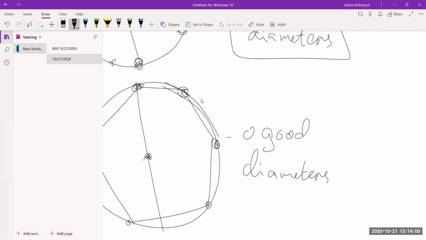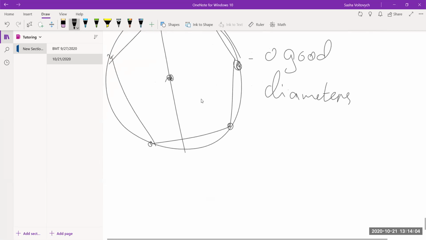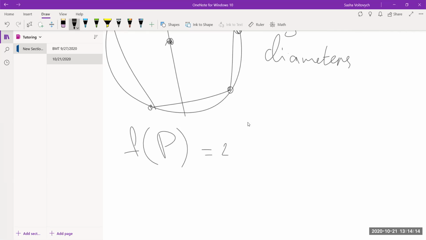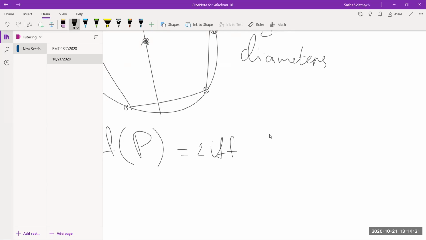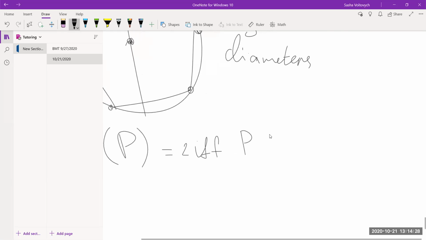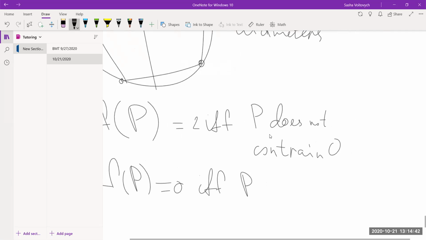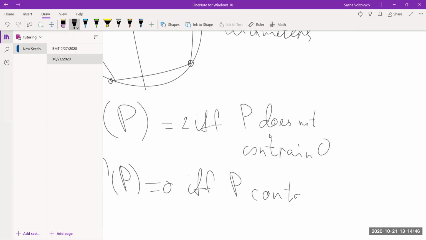diameters. So it turns out that if you take a polygon P, and f of P is the number of good diameters, then f of P is equal to 2 if and only if P does not contain the origin, and f of P is equal to 0 if P contains the origin.